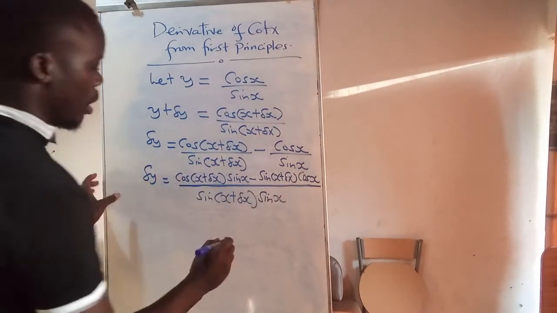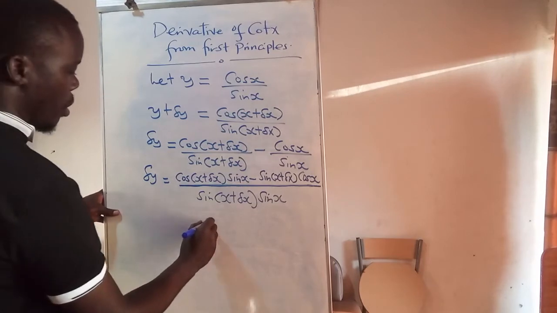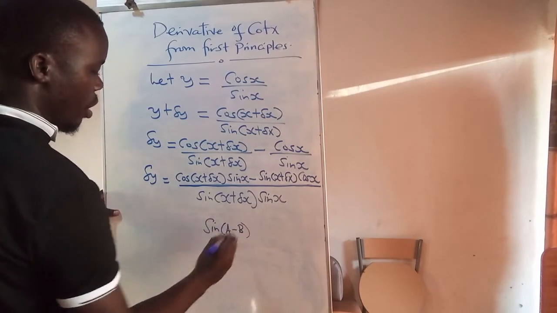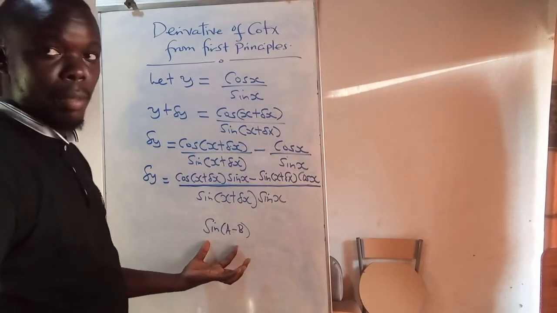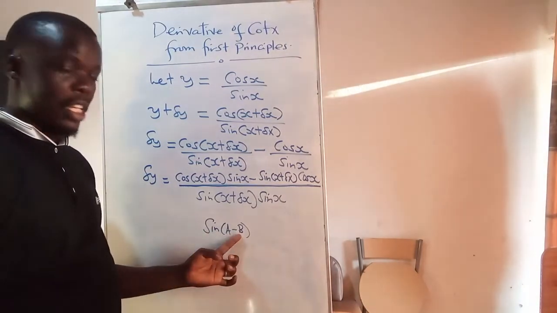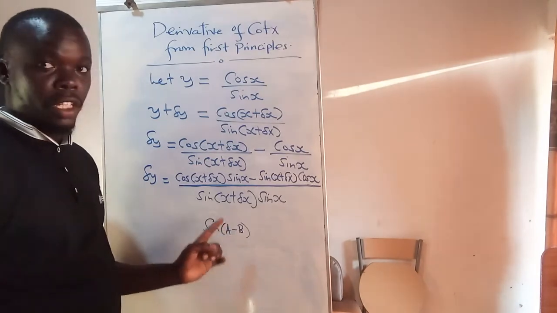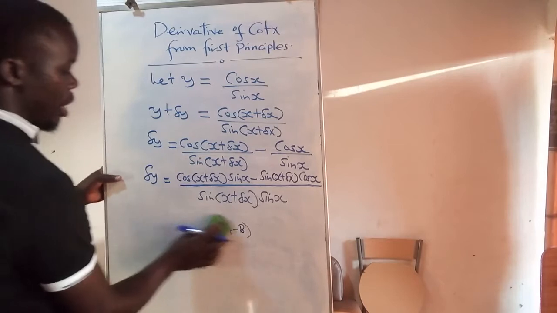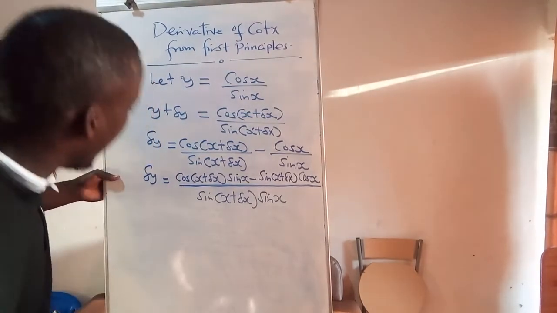So this takes us back to what you did in the compound angles, where we had sine of a minus b. Sine of a minus b, remember, it is the same as sine of a cos of b, minus sine of b cos of a. So that is what I'm going to follow in this step to give us the next step.